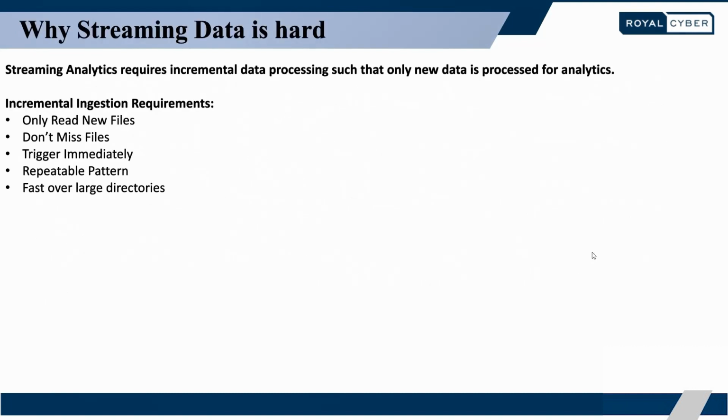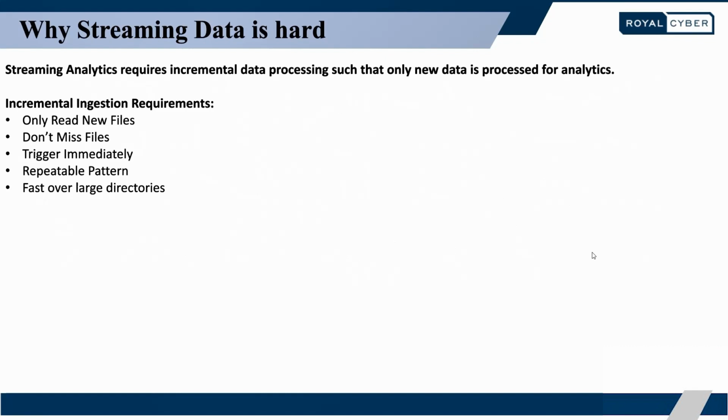So let's now discuss the requirements of a streaming data analytics pipeline. First of all, as I discussed earlier, streaming analytics requires incremental data processing. That is, we need to process only the data which is new and hasn't been processed before, as it arrives in real time. This requires what we call incremental ingestion. That is, only read new files. We want to read only the data which is new and hasn't been processed already.